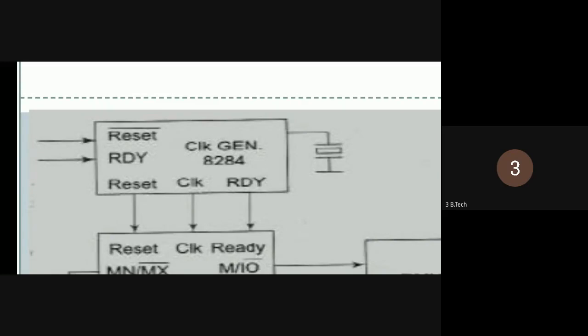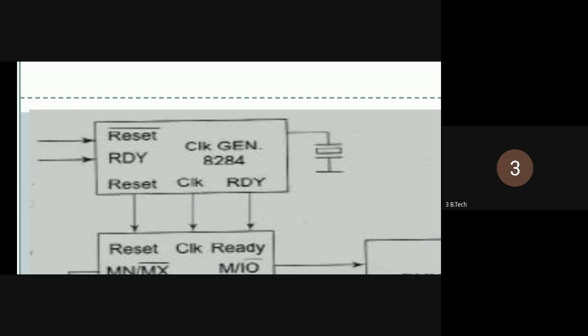This is a crystal oscillator. To the right edge of the clock generator, there is a component, and that is your crystal oscillator. By using the crystal oscillator, the clock generator is activated and generates the clock signals, which are then provided to the microprocessor. The clock generator also synchronizes some external signals with the system clock. If there are external signals like ready and reset, it synchronizes those signals with the system clock.